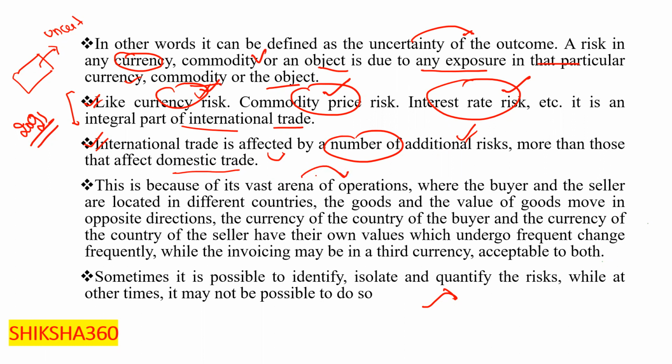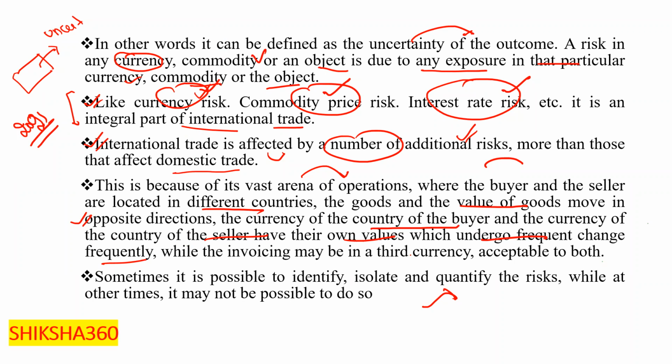Because different countries have different policies. Where the buyer and seller are located in different countries, the goods and the values of goods move in opposite directions. The currency of the buyer's country and the currency of the seller's country have their own values, which undergo frequent change.